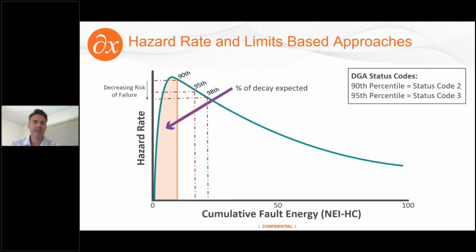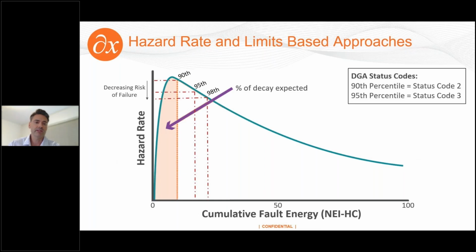Now we're going to look at hazard rate and limits-based approaches. Using a hazard rate model to see how DGA really works was a giant leap forward in understanding the deficiencies of conventional DGA interpretation. In contrast with reliability-based DGA, with a conventional limits-based approach to DGA interpretation, not much attention is given until gassing has gone well past the hazard rate peak. So then more gas is believed to signify more urgency and more presumed risk of failure.